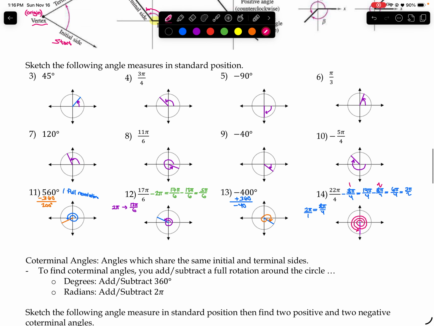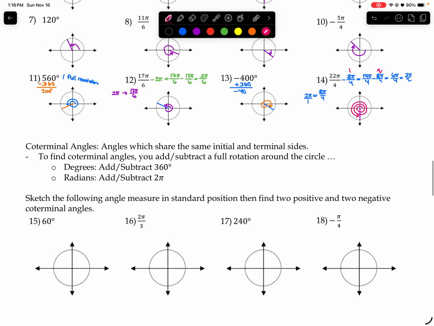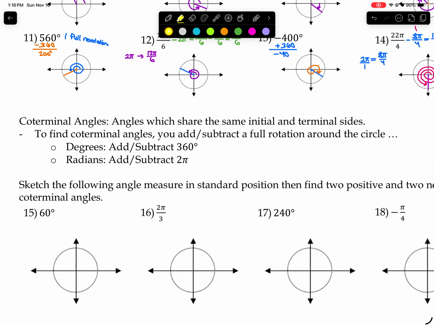Okay, so now that we're done with sketching, now we're going to look into different types of angles. So the first type of angle is what we call coterminal angles. Coterminal angles are just angles that share the same initial and terminal side.